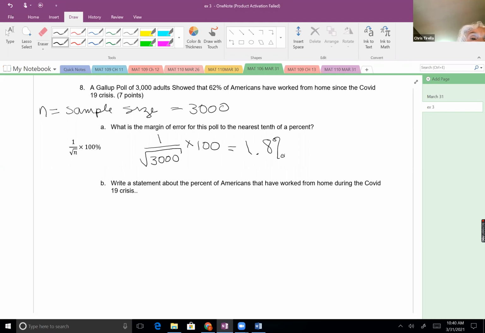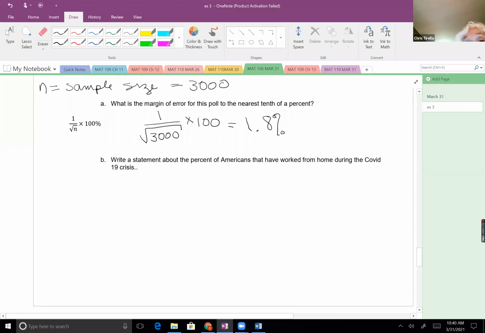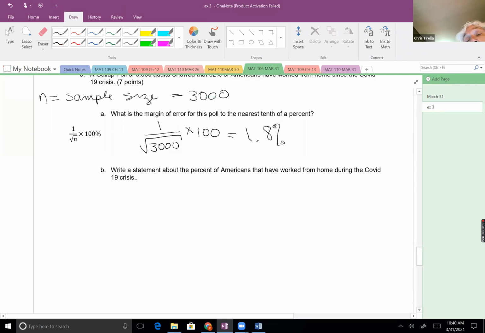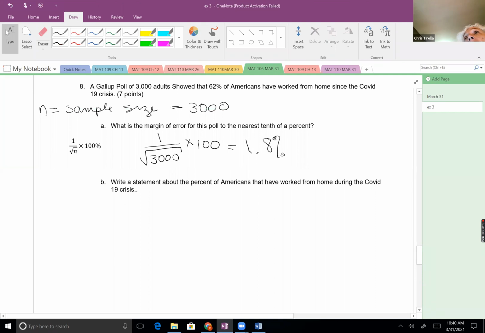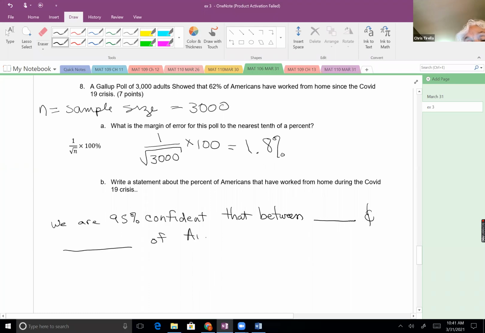On the pencil and paper test, I asked people to write their own statement. In my labs, it's more of a fill in the blank. So in my labs, it'll say that we are 95% confident that between, and in my labs, there are 2 blanks that you have to fill in, of Americans work from home during COVID.